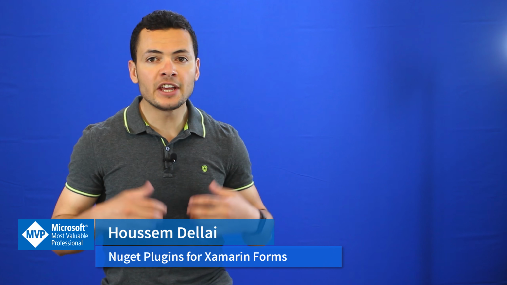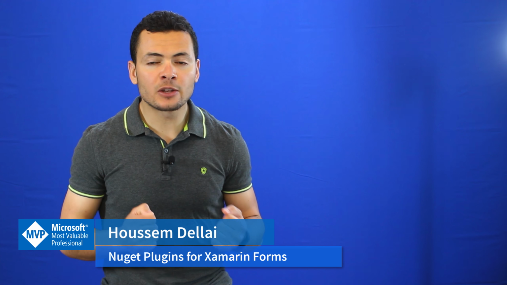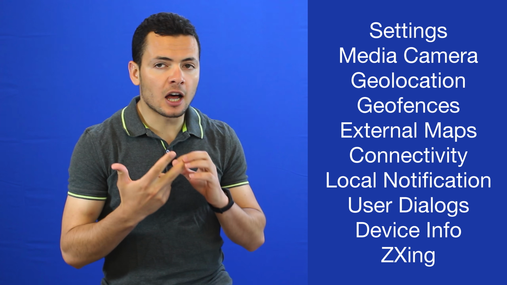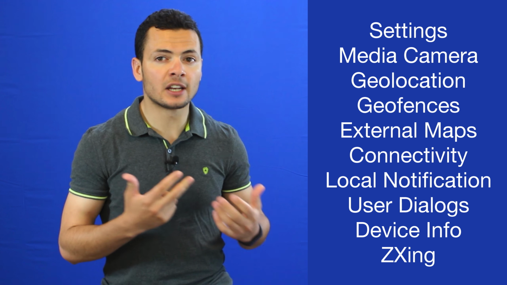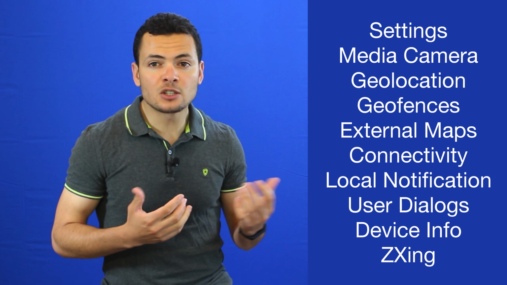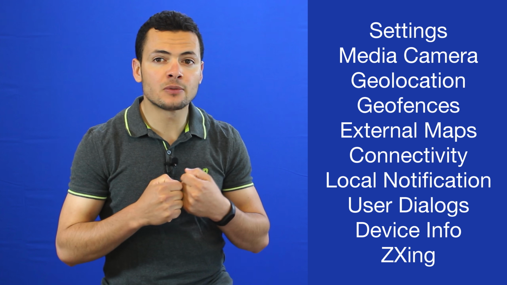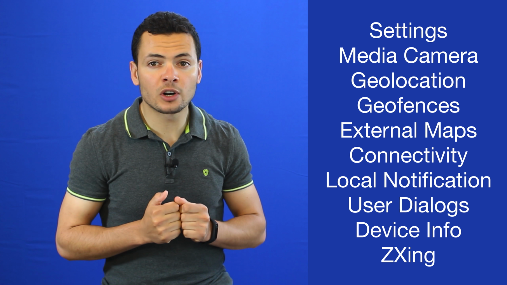In this video, we'll take a look at some of the really useful Xamarin NuGet packages that we could use in our applications to add functionality like accessing the camera to take photos or take a video. Also some other plugins that could give us the location of the user, the latitude and longitude. Some other plugins do also the geofences, so it could tell us if the user is in his home or is he in his workplace.